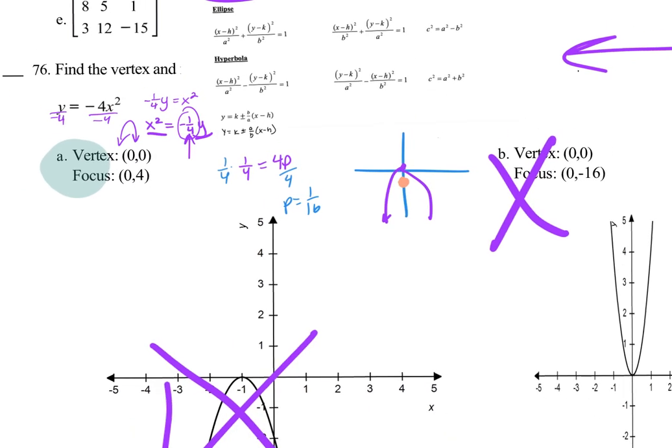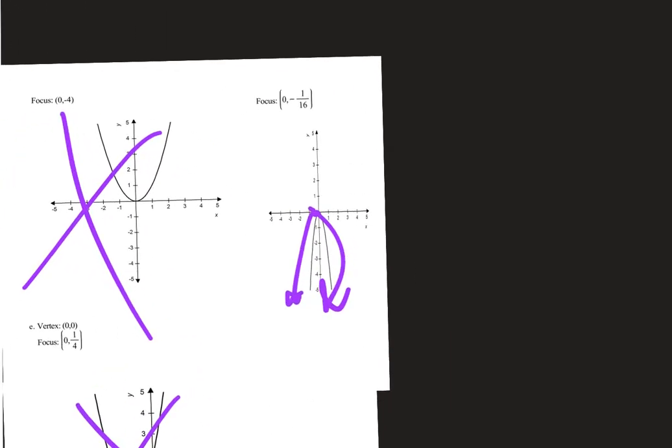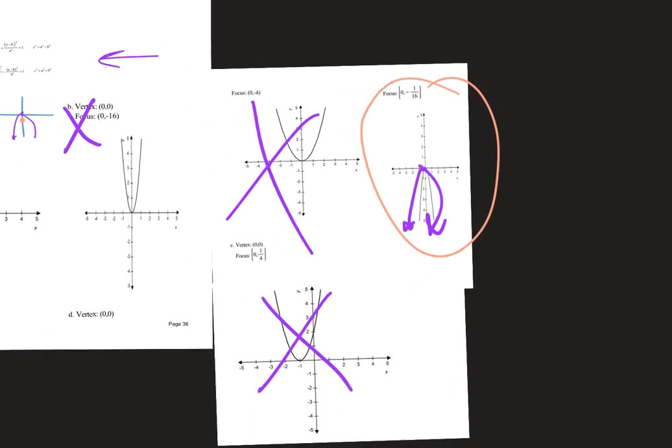So we took the 1/4, set it equal to 4p, solve for p, which was 1/16. And because it points down, I know it's 1/16 lower than 0, 0, which means it is 0, -1/16. And that was answer choice D.